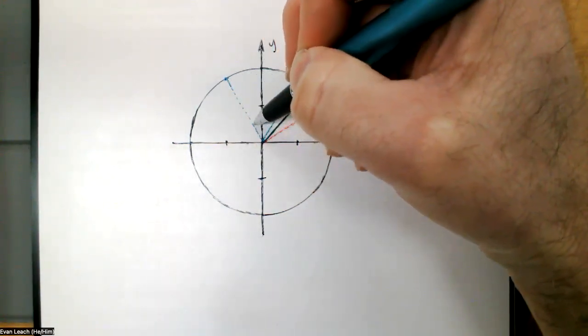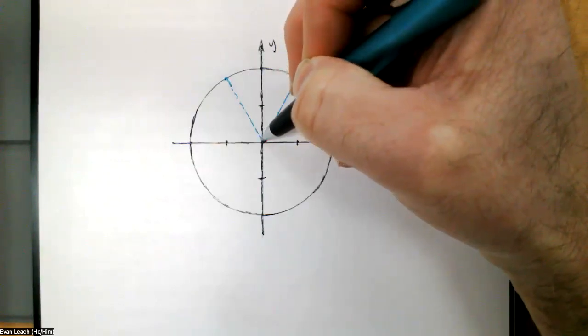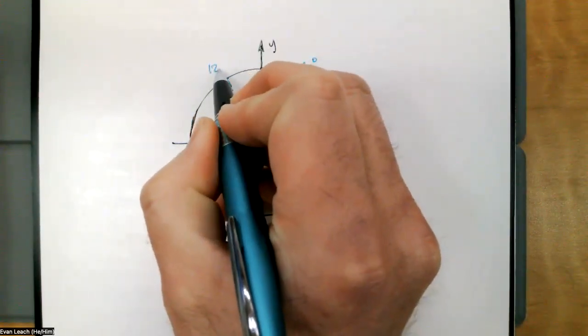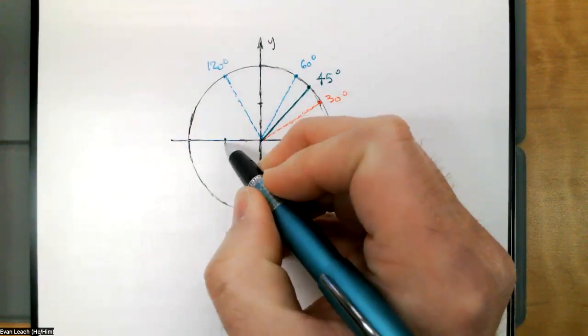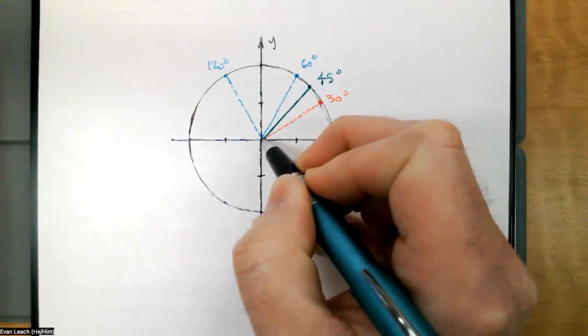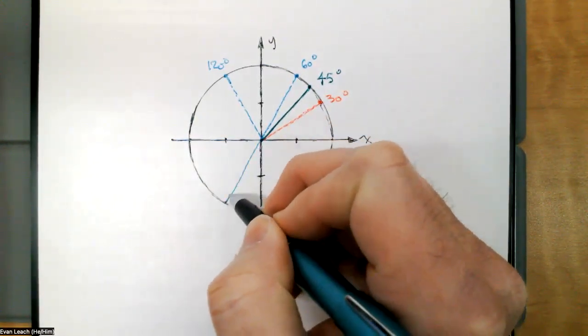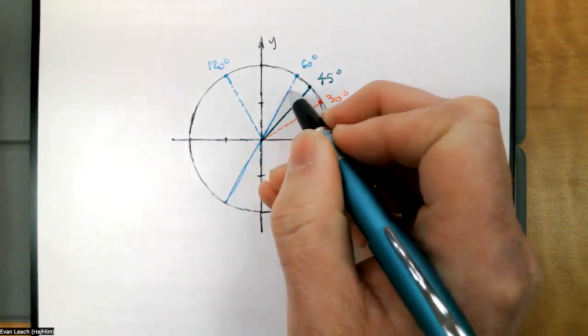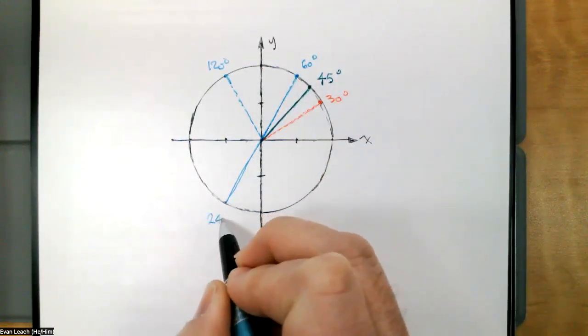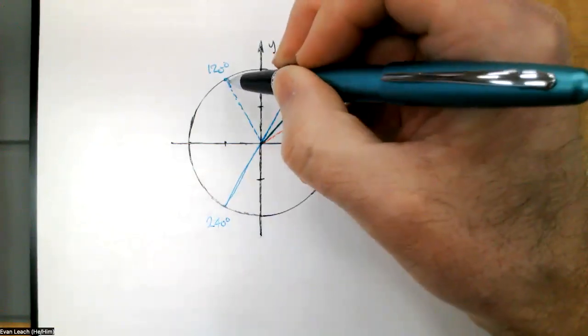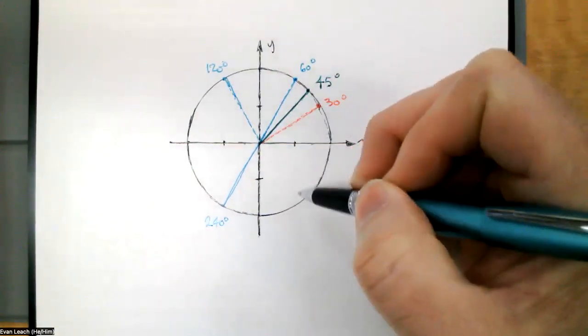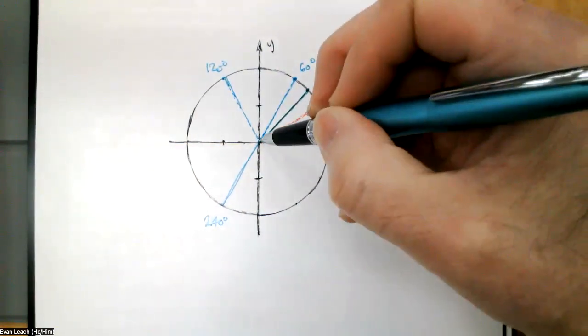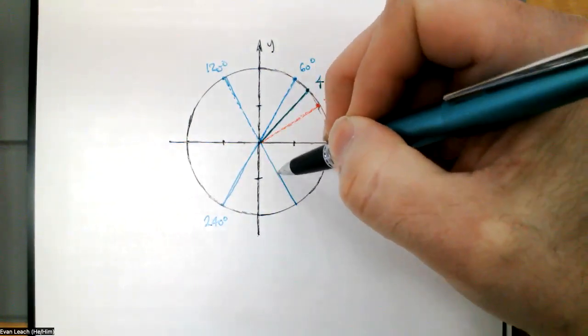We know that this angle is going to be at 120 degrees. From 1/2, we'll drop down to get our 240-degree angle. And let's see, I'm just going to go straight across, drop down from 1/2. There's our 300-degree angle from the previous page.